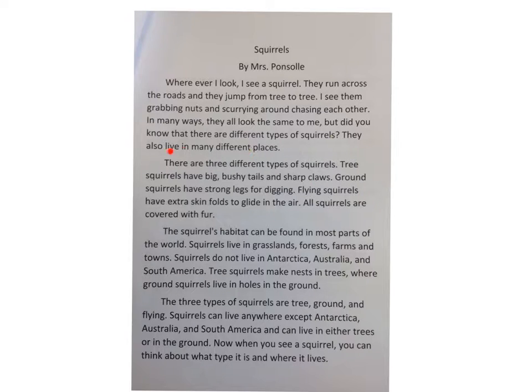It has two middle paragraphs. These are the paragraphs that tell the facts you learned about your animal. There's two of them in this one. And then there's the last paragraph. This is the conclusion paragraph that you'll write later. Today, you're going to work on writing your two middle paragraphs.